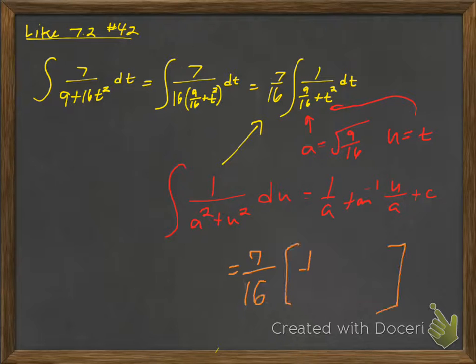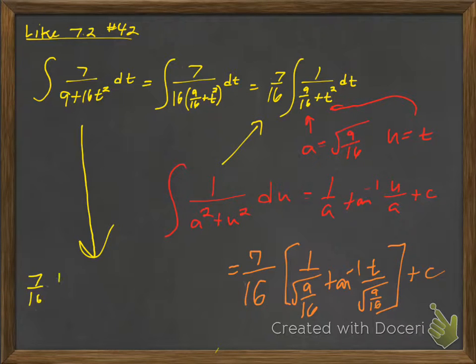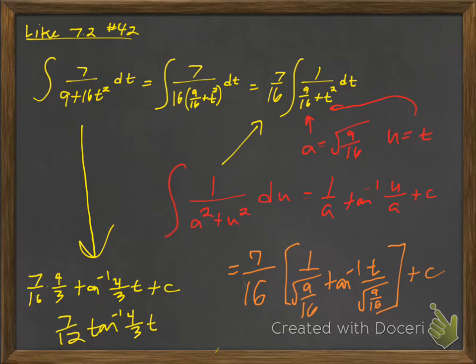So if we do that, then we can use this formula down below to the right and do 1 over our a, arctangent of t over our a, all plus c. And then it's just fraction work after that, and some radicals. So 7/16, the 1 over radical 9/16 is actually multiplying by 4/3. Arctangent, and then you can divide by 3/4, which is actually multiplying by 4/3, and voila. One more step, multiply those fractions: 7/12 arctangent of 4/3 t plus c.